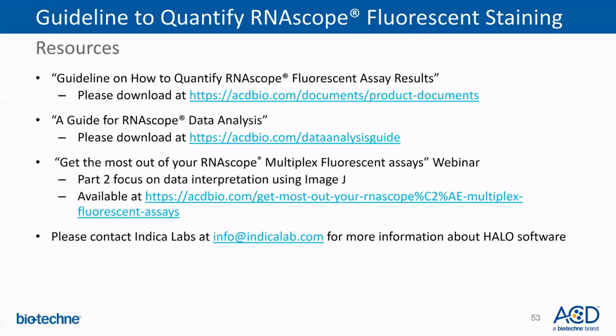Here are some resources that would serve as a guideline for quantifying the RNAscope fluorescent staining. You can download the guideline on how to quantify RNAscope fluorescent assay results using the link shown here. And you can also download our data analysis guide. And you can watch the webinar entitled Get the Most Out of Your RNAscope Multiplex Fluorescent Assays as well, following the link shown here. And as I mentioned previously, please contact Indica Labs for more information on Halo software.